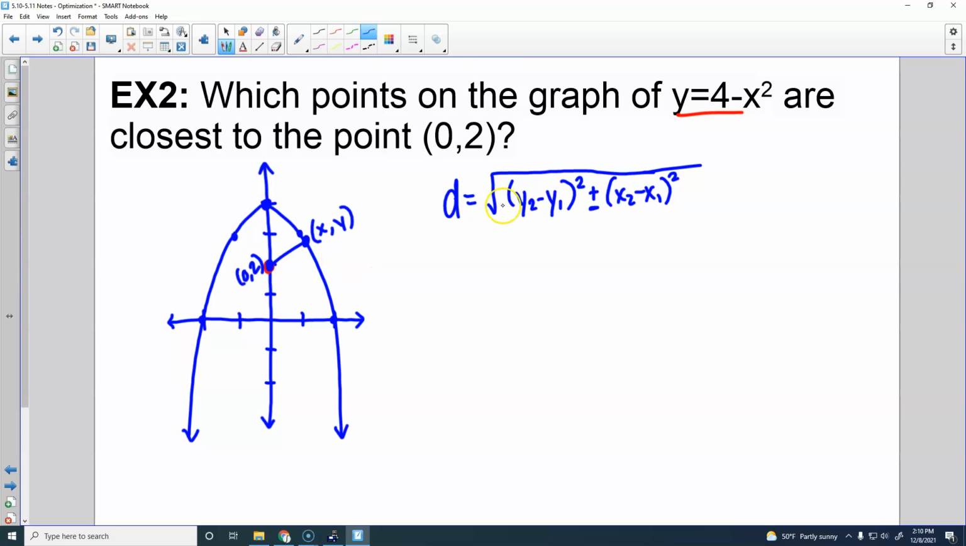So if I'm finding the distance between (0, 2) and (x, y), I could do y minus 2 squared. That's not a plus or minus, it's just a plus. I just put a mark there on accident. Plus x minus 0 squared. So this is the formula that I need to minimize.